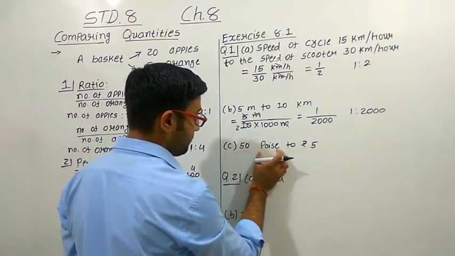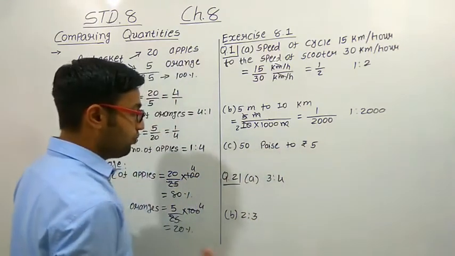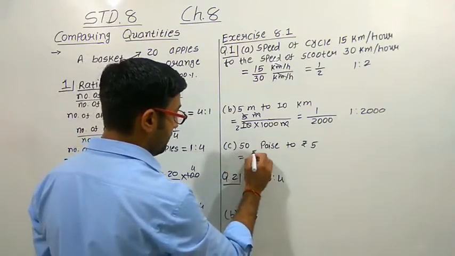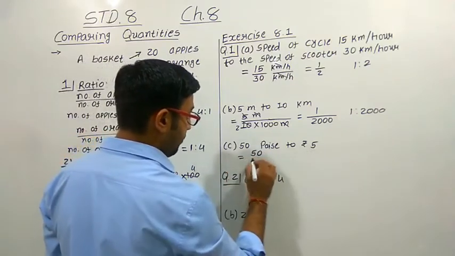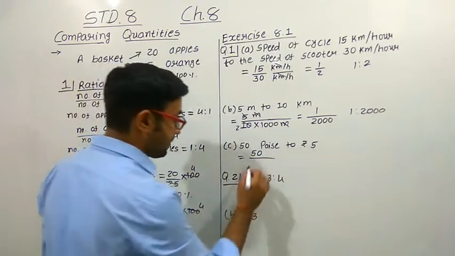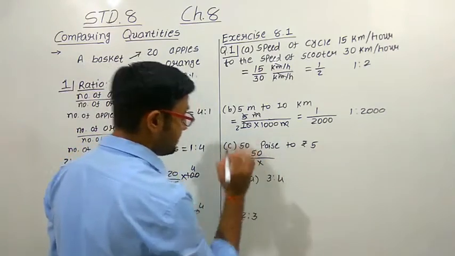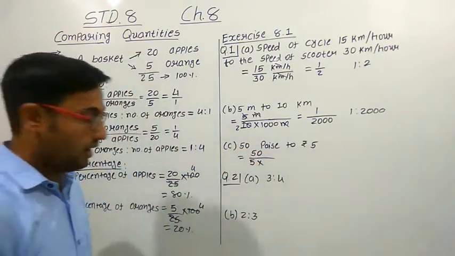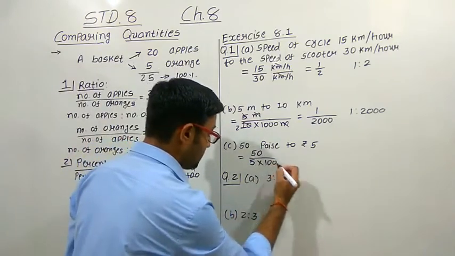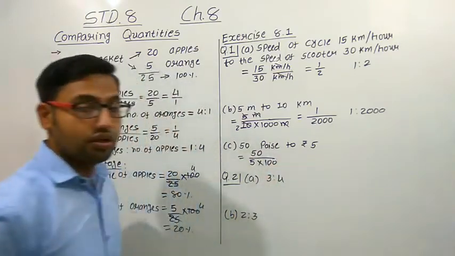Here 50 is paise, 5 is rupees. So we have to convert it again. We write down 50 as it is. Rupees we will convert into paise. So the 5 will remain as it is, and we have to multiply it with 100, because 100 paise is equal to 1 rupee.